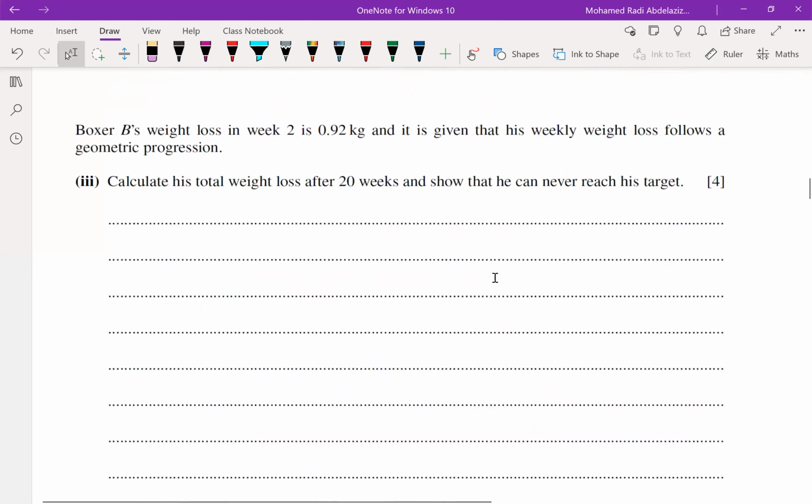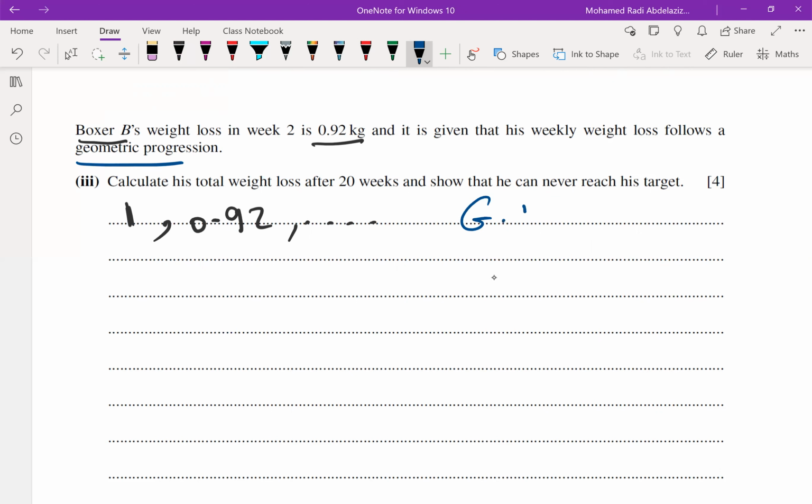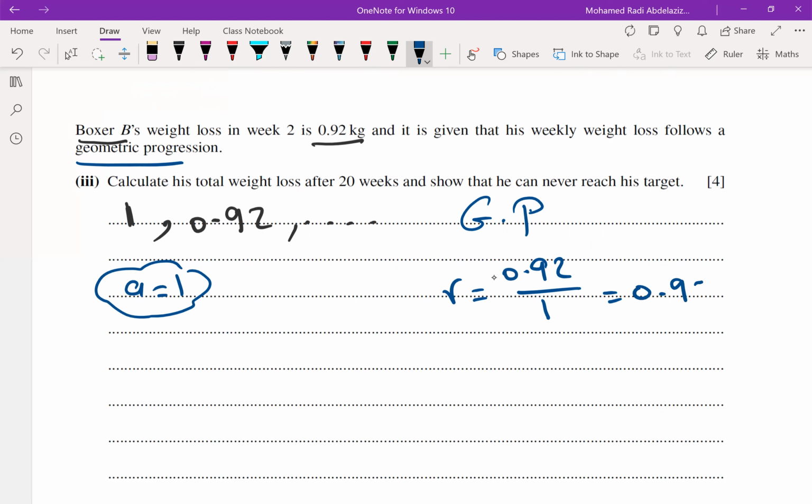Part 3, for B. As we know, they start with 1, but it's written here week 2 is 0.92 and so on. What is the type of the sequence? It's written that it follows a geometric progression. You have to get a and r. How to get a, which is 1. r will be 0.92 divided by 1, so the answer is 0.92. This is the value of r.